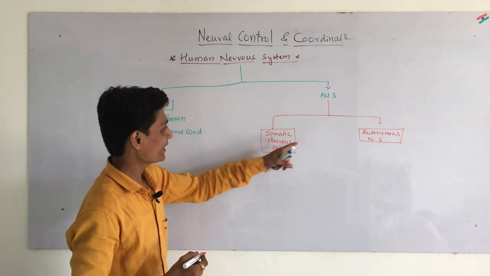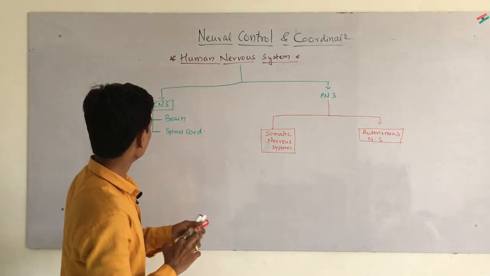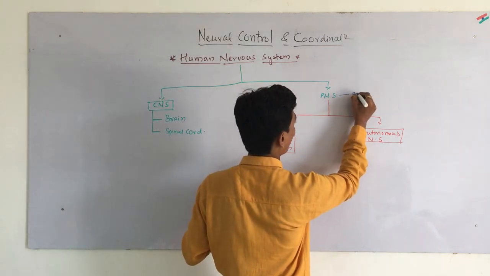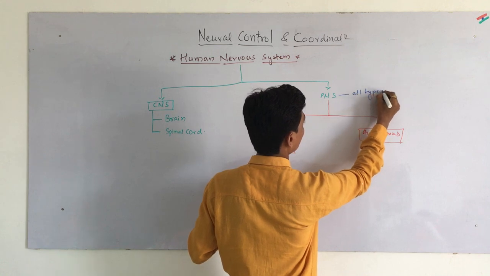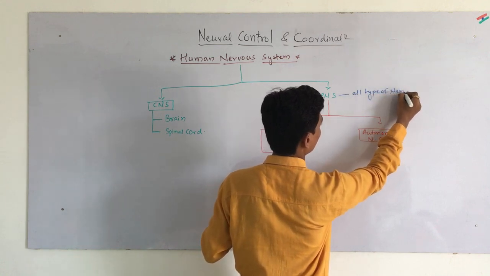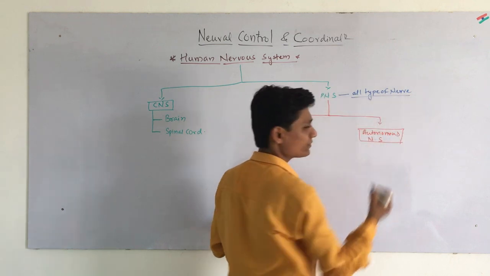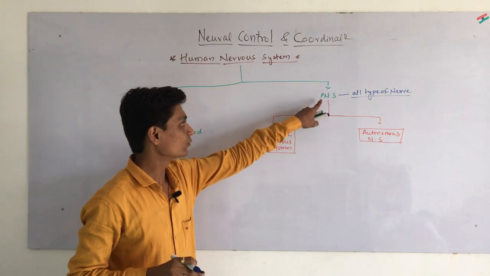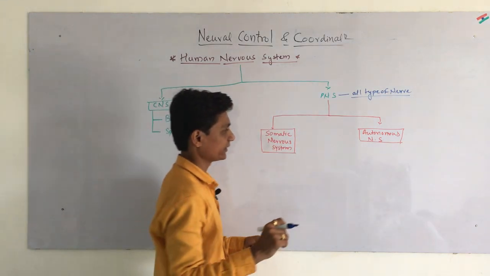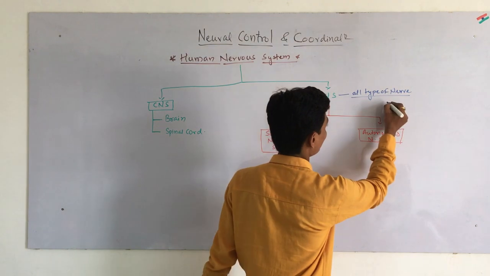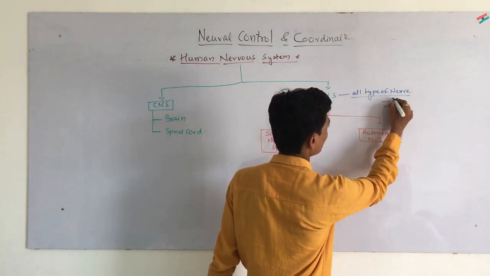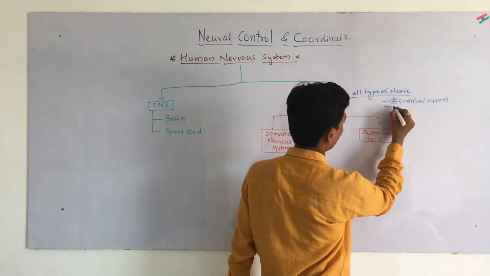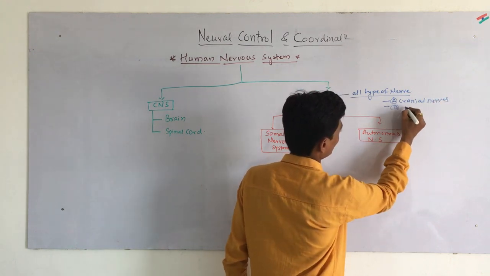Before going toward the somatic and autonomous nervous system, we will see what this PNS is. PNS includes all types of nerves. All the nerves present in our body are included in the PNS, the peripheral nervous system, and we have mainly two types of nerves: first, cranial nerves, second, spinal nerves.